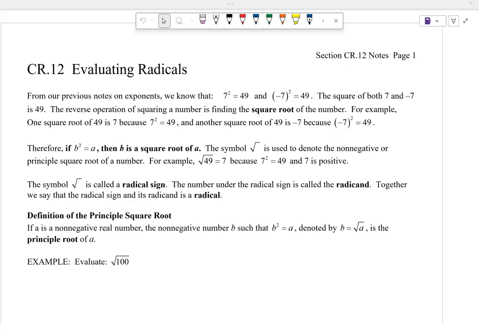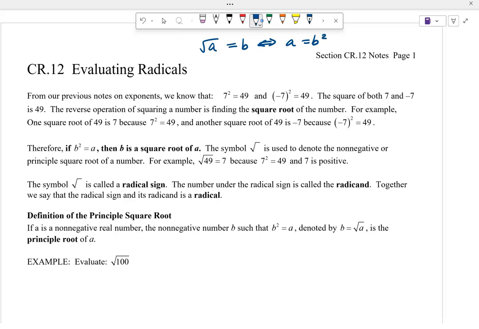Let's get into evaluating radicals, and let's talk about the roots of a radical. So I'm going to give you the formal definition of the square root. The square root of a equals b if and only if a equals b squared. Technically, that's what that means.